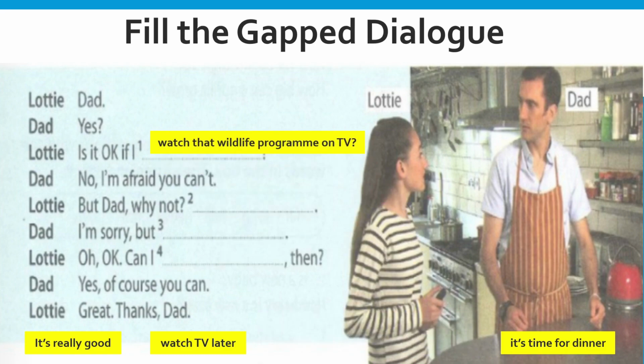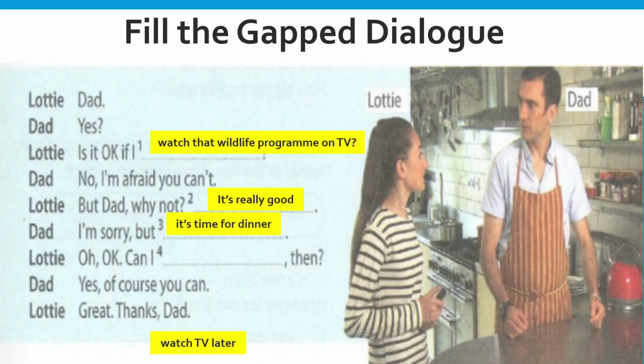So Lottie's dad did not allow her to do so, and he said, "No, I'm afraid you can't." Then Lottie starts to ask, "But Dad, why not? It's really good." And what did Lottie's dad say? He said, "I'm sorry, but it's time for dinner."